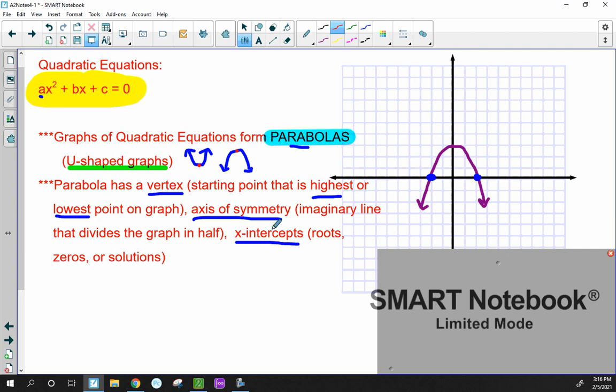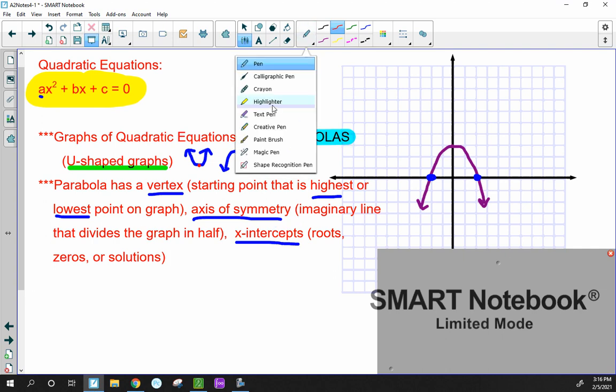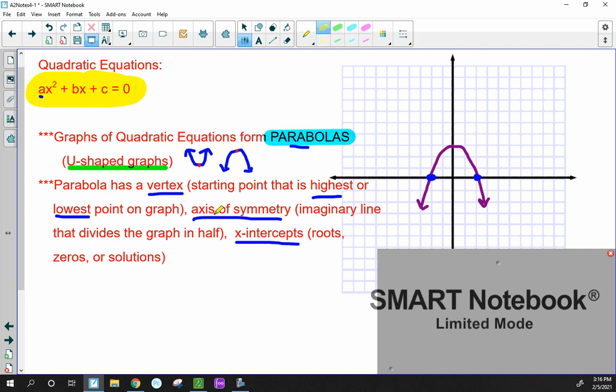X-intercepts, which are points or places where the graph crosses the x-axis, there are other names for this, and so I'm going to go ahead and highlight all of these. X-intercept, a root, a zero, a solution. All four of those words mean the same thing. And so with a graph, it's easy to tell where this graph to the side crosses the x-axis. It's the points I've highlighted.